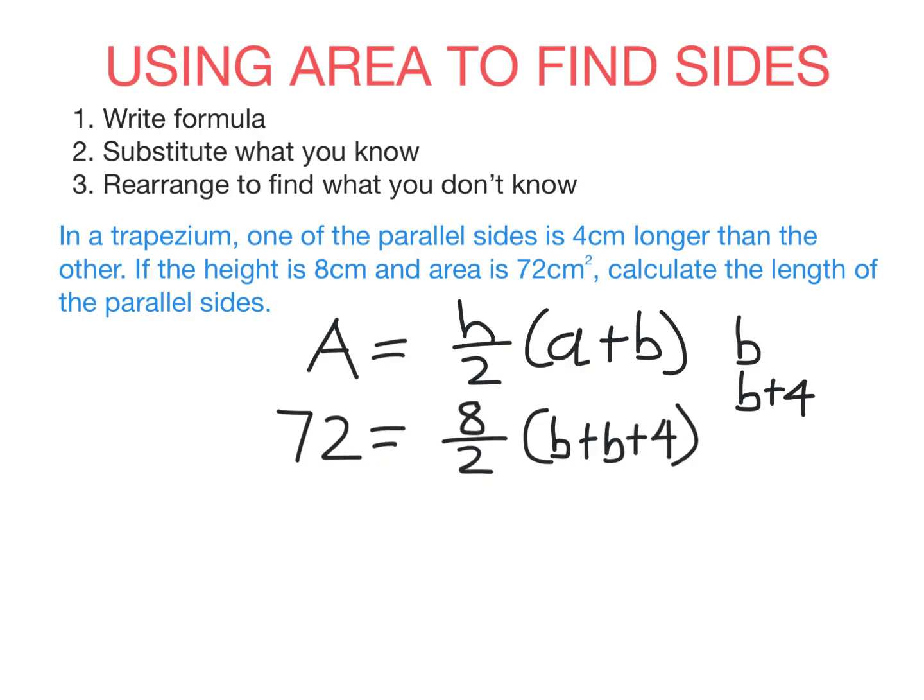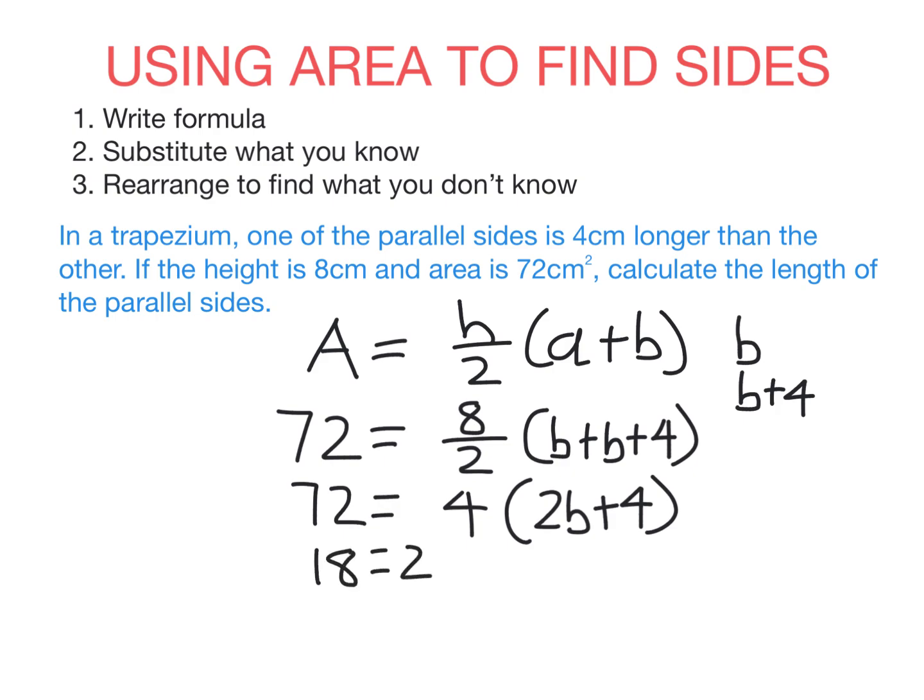So second step's done. Now step 3 is rearrange to find what you don't know. We don't know B. So we're going to rearrange this equation. What we have is 72 equals 4 multiplied by (2b plus 4). So we solve this equation pretty easily. Divide each side by 4. And from here, we just subtract 4 from both sides and divide by 2. We get b equals 7. So one of the parallel sides is 7 centimeters, and the longer parallel side is 7 plus 4, 11 centimeters.